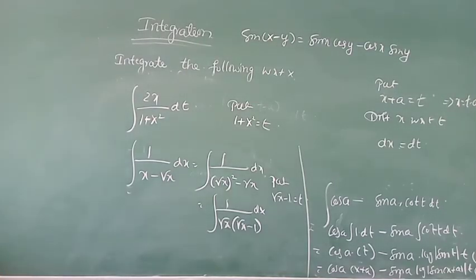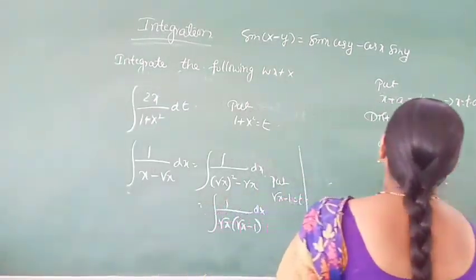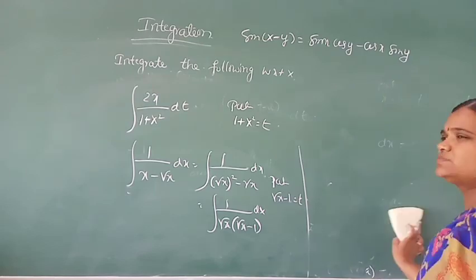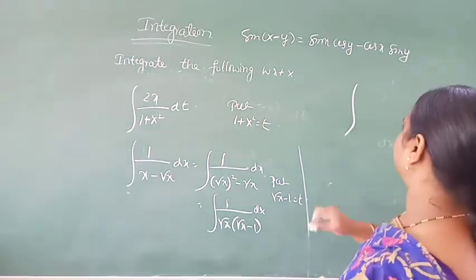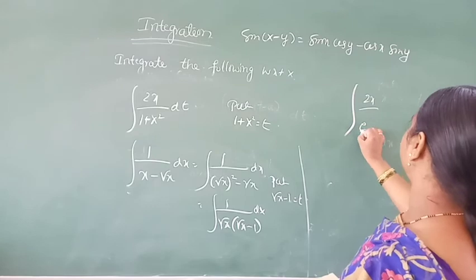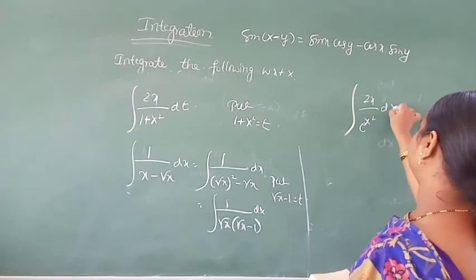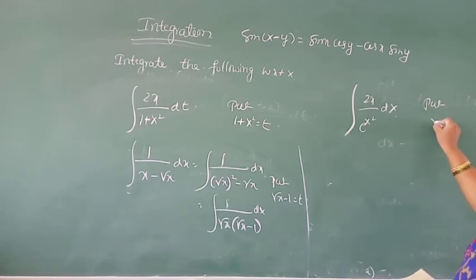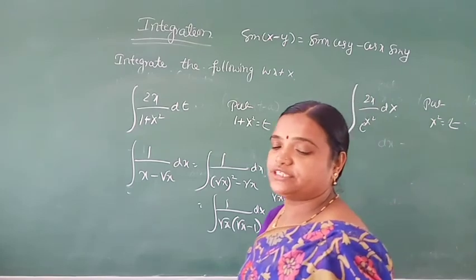Okay, and another example: integration of 2x by e to the power x square dx. For this, which substitution are we taking? Put x square equal to t. X square differential is what? 2x. That one is there.